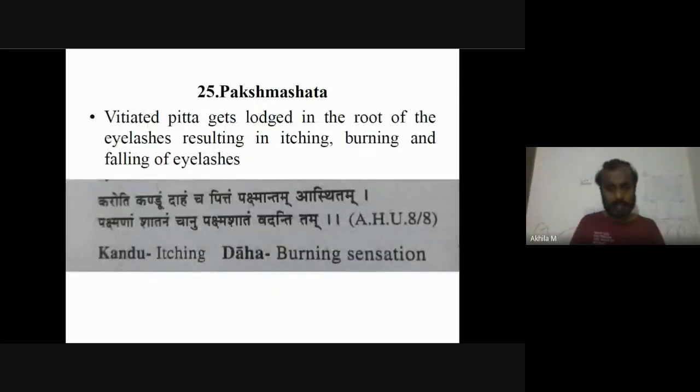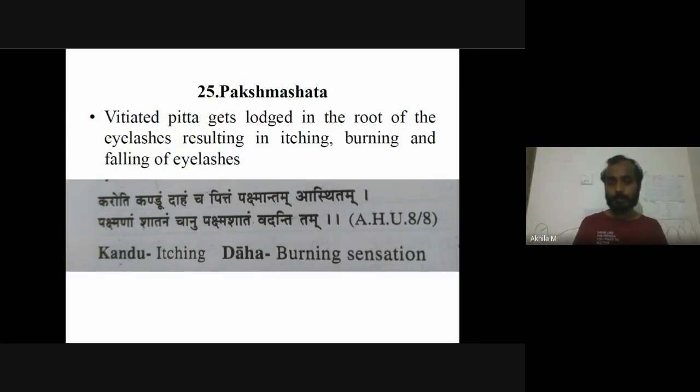Then comes the Pakshmashata. Pakshmashata is also only described by Acharya Vagbhata. Karoti kandu daham cha pittam pakshmanta asritam pakshmanam shatanam cha tat pakshmashatam. Due to the vitiation of the Pitta Dosha, that dosha reaches the root of the eyelashes, the roots of the eyelashes, and because of the Pitta vitiation, the eyelashes will fall. Eyelashes will fall, itching will be there, burning sensation will be there. This condition is called as Pakshmashata.